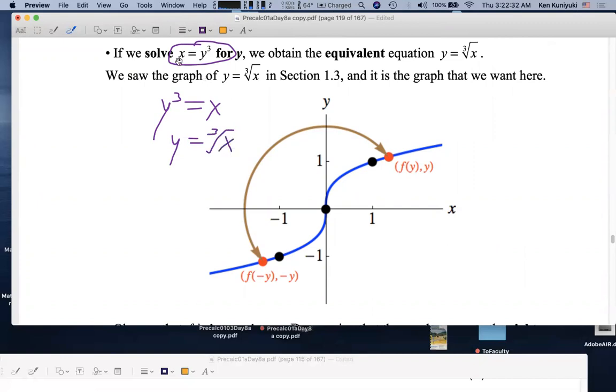So in case you're wondering how to graph x equals y cubed, it might help to solve it for y. And you better remember how to graph the cube root function. Y equals the cube root of x. These are equivalent equations. And this indicates, by the way, that the cubing function and the cube root function are inverses. We'll talk about that later.